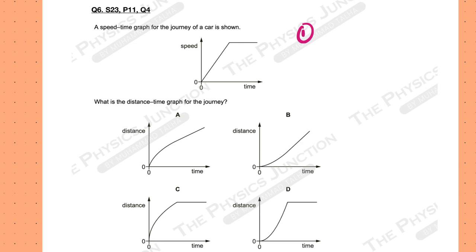So it's easier to go from a distance time to a speed time because we know that the gradient of a distance time graph would be speed. So here is the approach that I'm using. Even though the question gives me a speed time graph, I'll be going from the distance time graph, and I know that the gradient is speed.